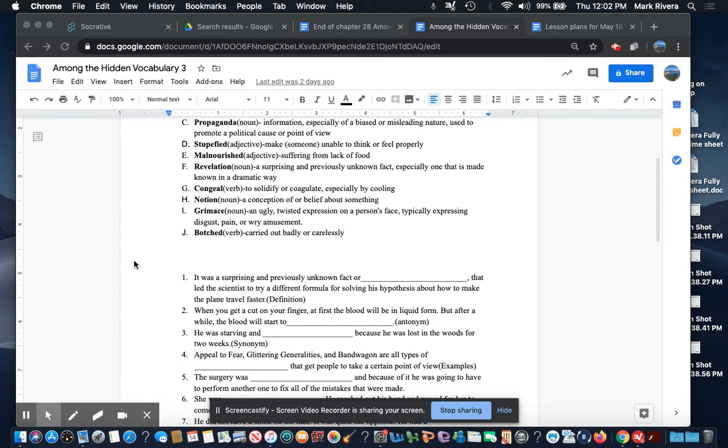That's what congealing means. The next word is notion. Okay, a notion is a conception or a belief about something. It's like an idea. Okay, so when you have an idea, you have a notion of something.